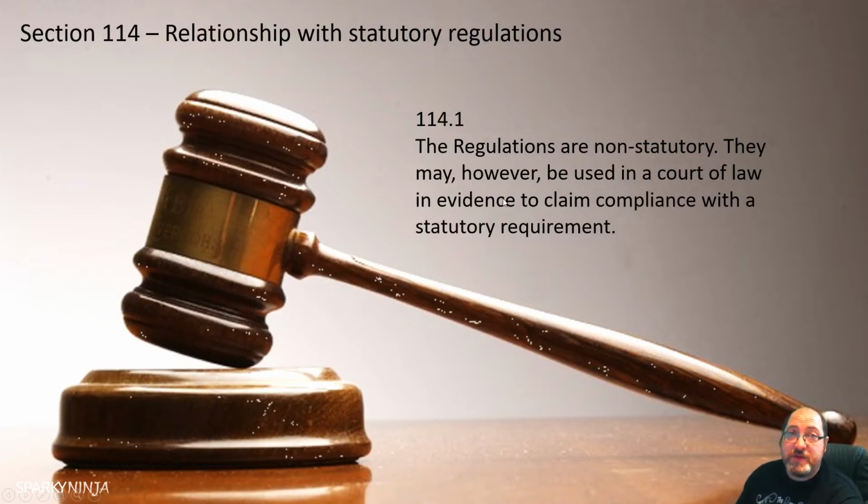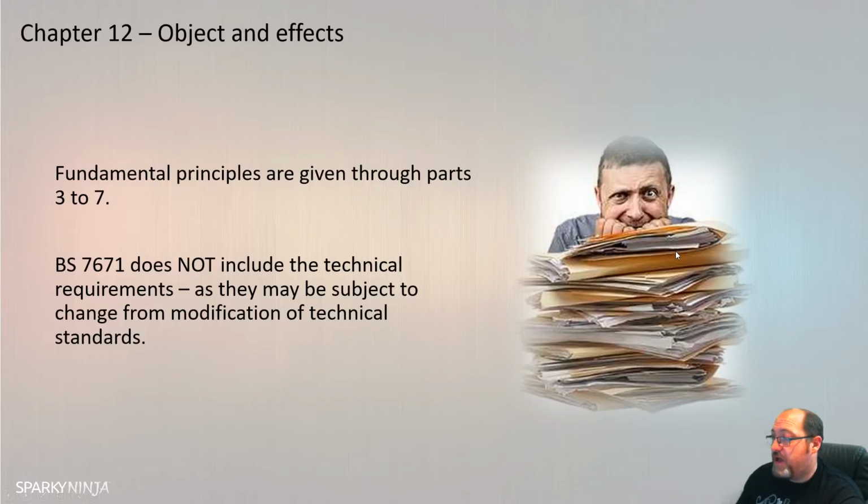We then move on to chapter 12. So this is object and effect. So, what's it going to do? What are the regulations going to do? So it says, the standard contains the rules for the design, erection and verification of electrical installations so as to provide for safety and proper functioning for the intended use. So there's a good key word there, the intended use. We need to understand how the electrical system is intended to be used once it has been commissioned.